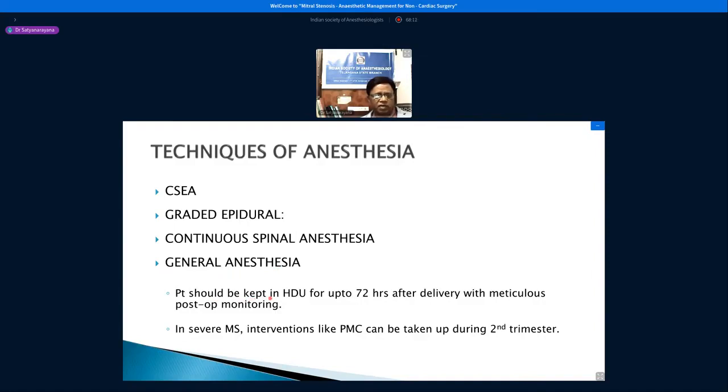The patient should be kept in the HDU, high dependency unit, for 72 hours after delivery with meticulous post-op monitoring. In severe MS, where intervention is required, it is taken up during the second trimester.